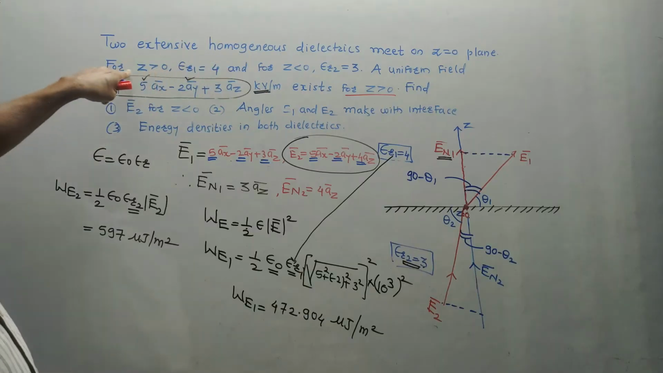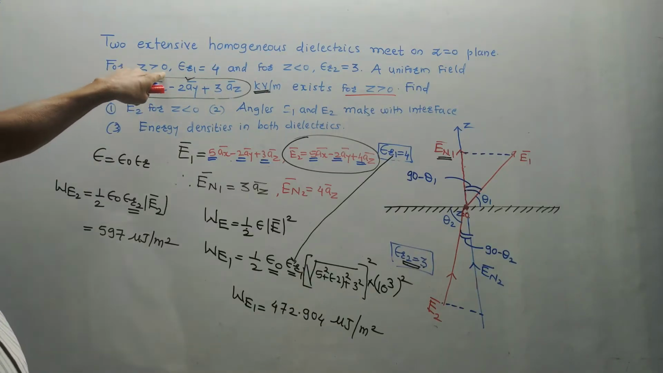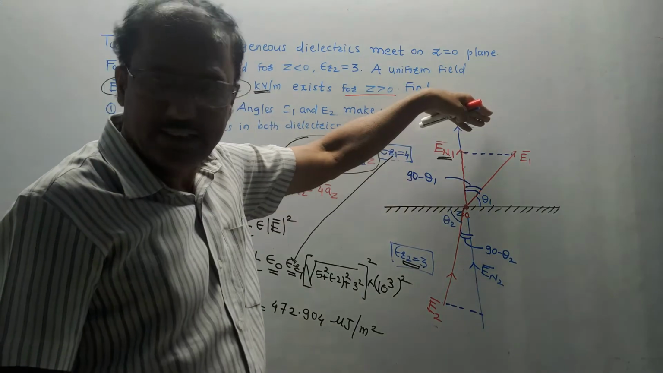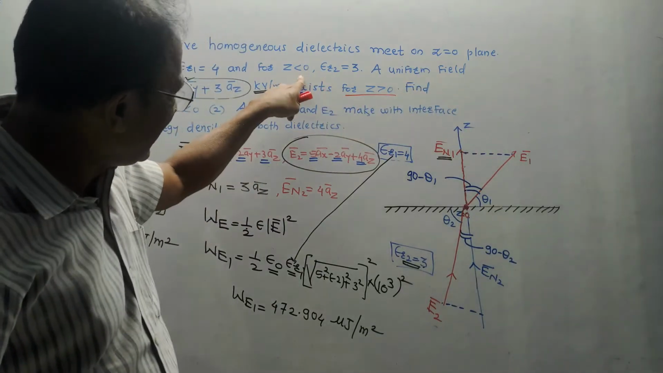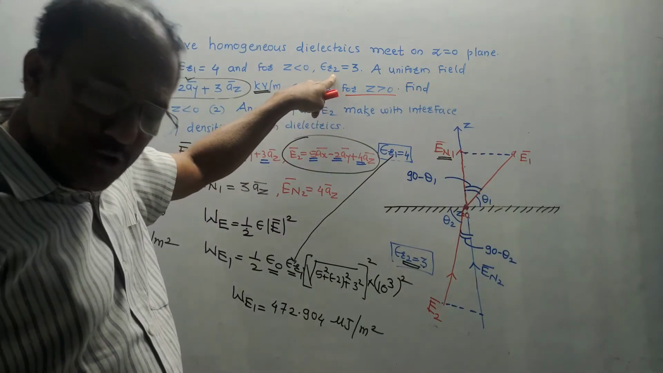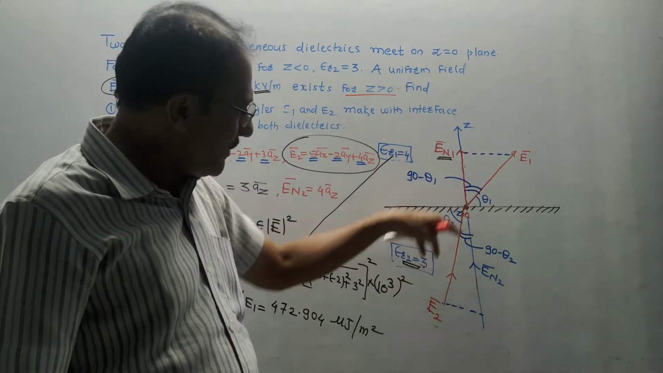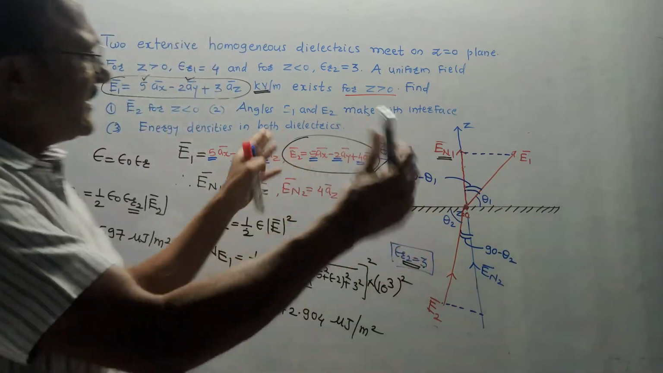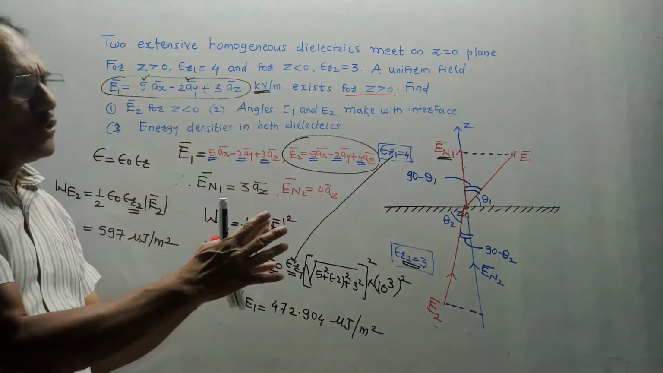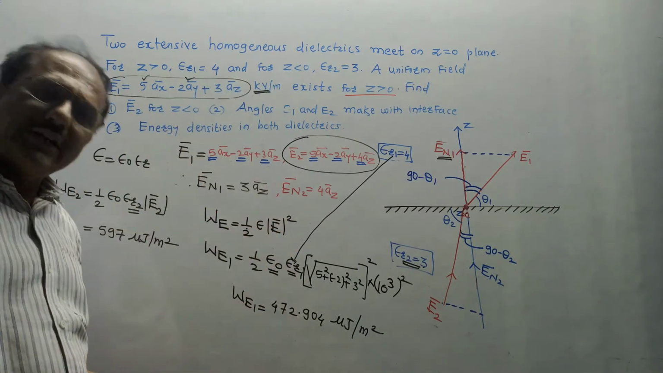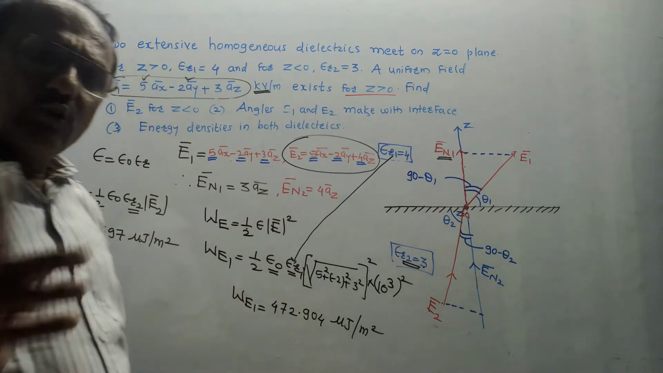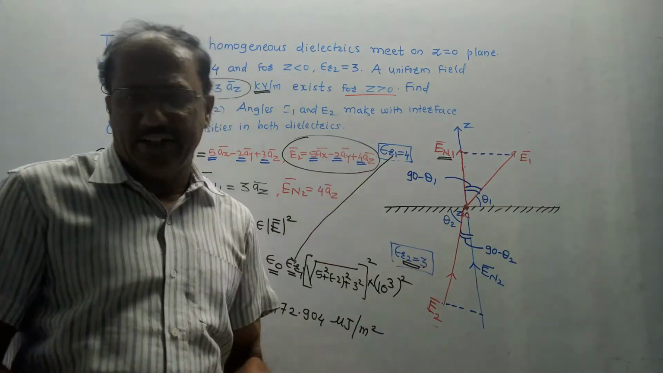For example, in this case it is clearly mentioned z greater than 0. That means E1 bar is at the positive z-axis. Then for z less than 0, epsilon r2 is mentioned, so it is on the negative side. That means E2 bar should be at the negative side. So this is the way how to solve boundary condition numericals on electric field. Now let us solve one numerical based on boundary conditions for magnetic fields.